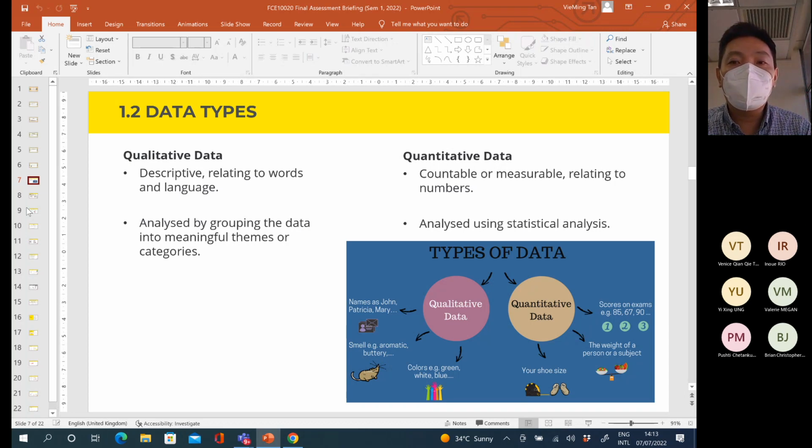So the qualitative data will be like this. It can be color, green, white, blue, which is considered qualitative data. Smell, aromatic, good smell, fragrant smell, all these are also qualitative data. Name is also considered qualitative data. On the other hand, quantitative data are usually numerical data, and this data can be used to quantify the study object or person.